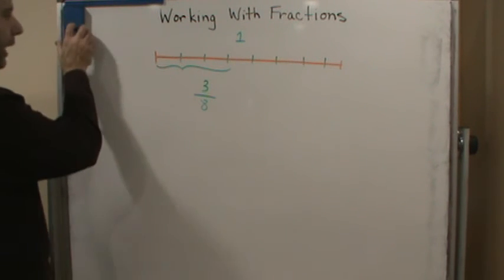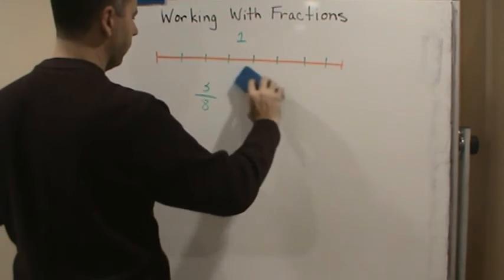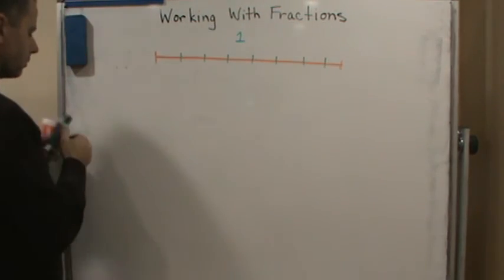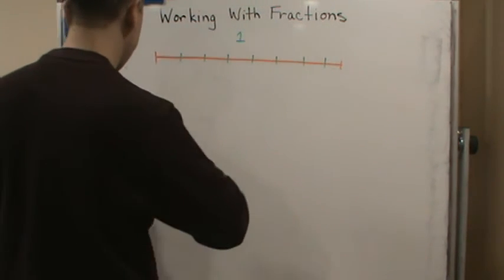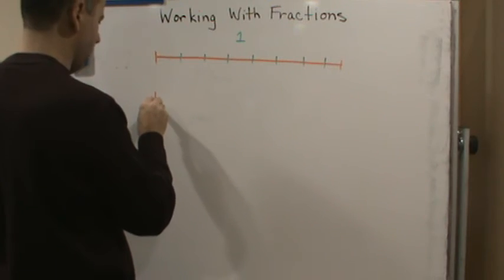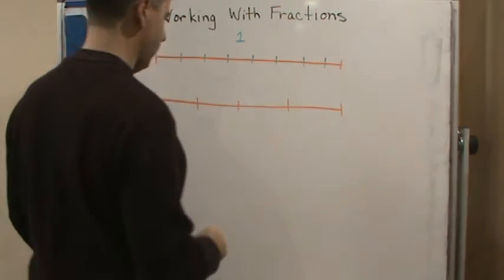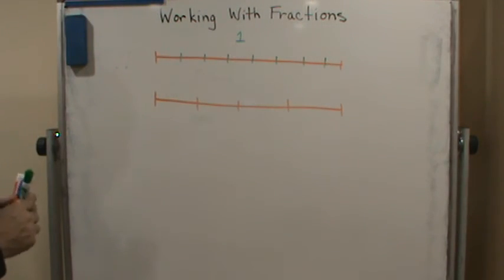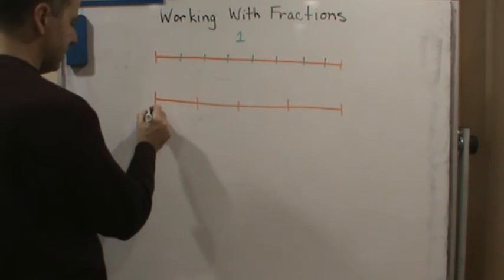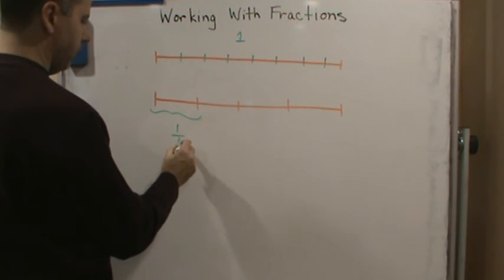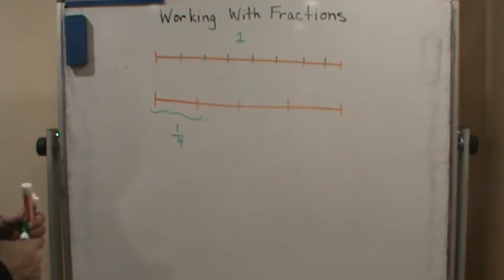3/8. Now, I could also divide this into other divisions, right? Something like that. So now how many equal pieces do I have? 4, right? So if I take one of these, then this represents 1/4 of the whole.